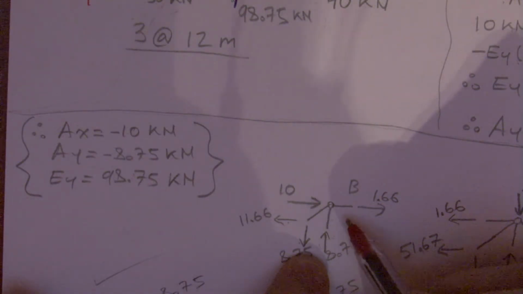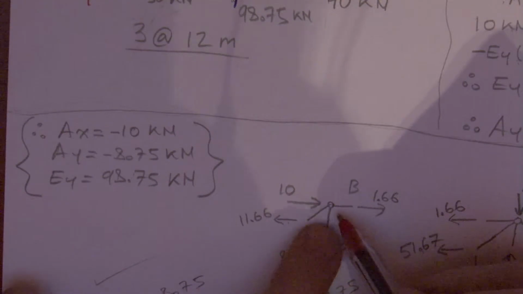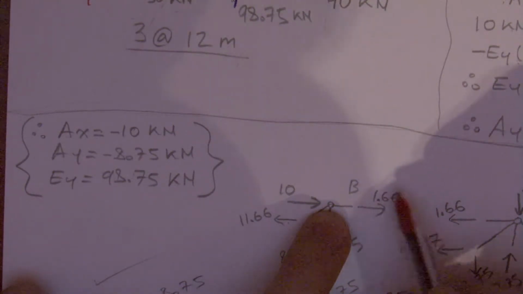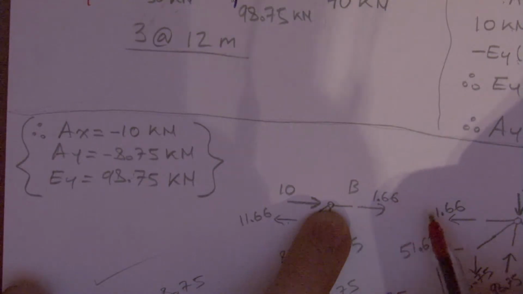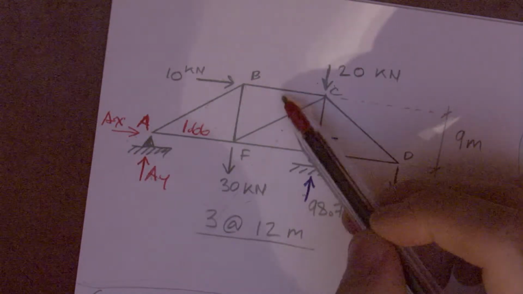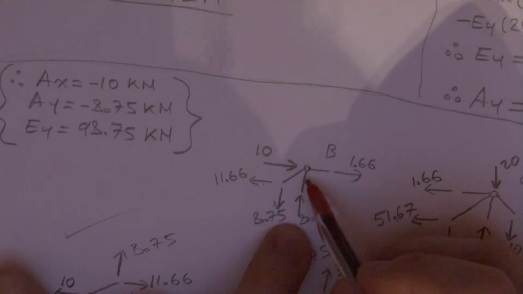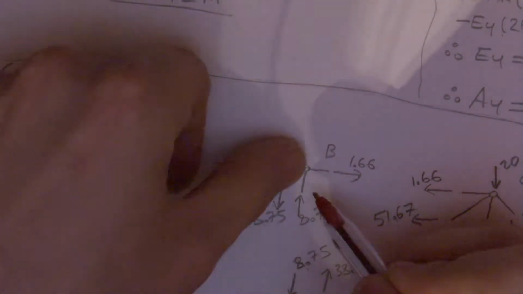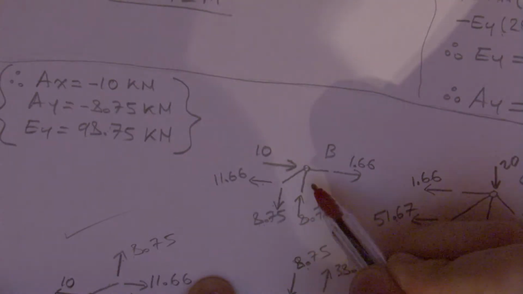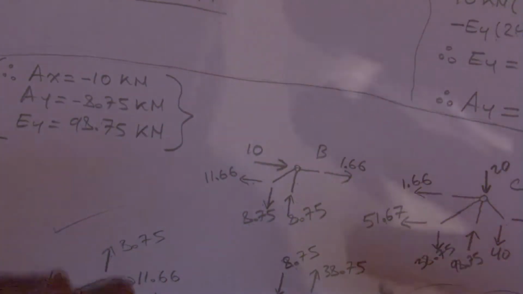Tension is when you're pulling away from a joint. So this right here is tension, which means that this member would be feeling tension, a pull. And you know it's compression when you have your joint and there's a force going into it. That is compression. It's being compressed. So think of it like that.